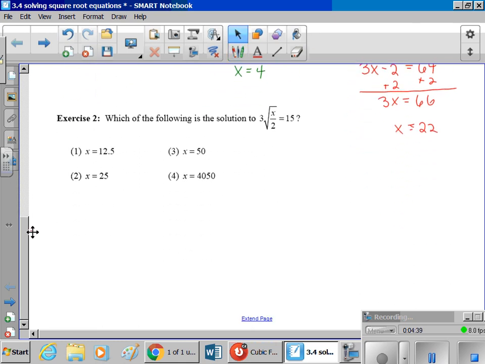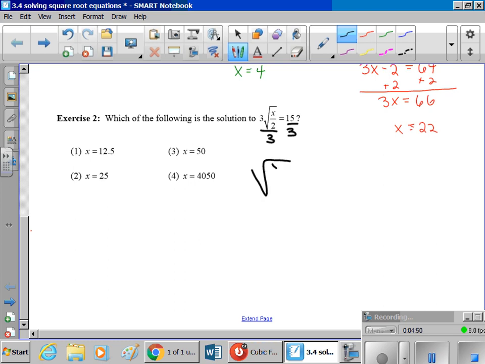We're going to follow the same rule. We're going to isolate that square root, even though, remember, the 2 is underneath that square root. So here we're going to divide both sides by 3. So you get rad x divided by 2 is equal to 5. And now square both sides.